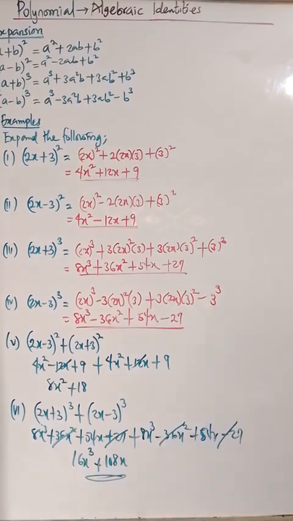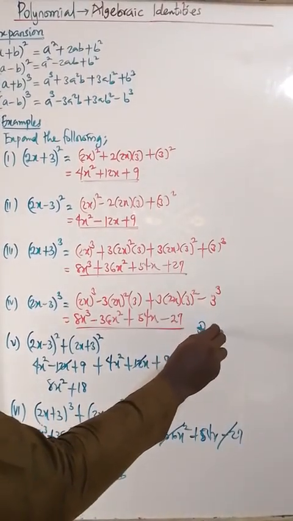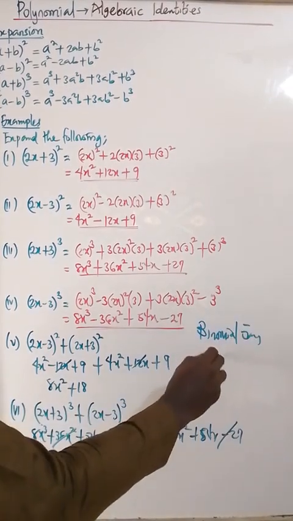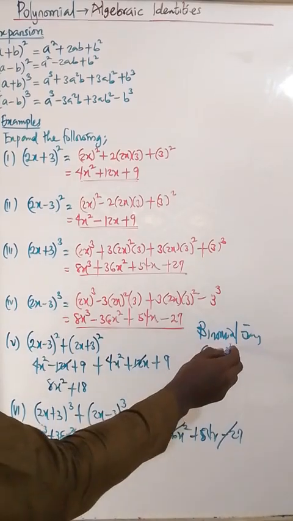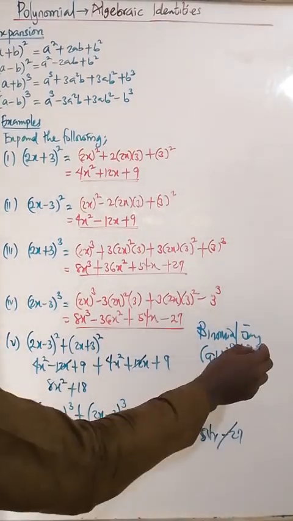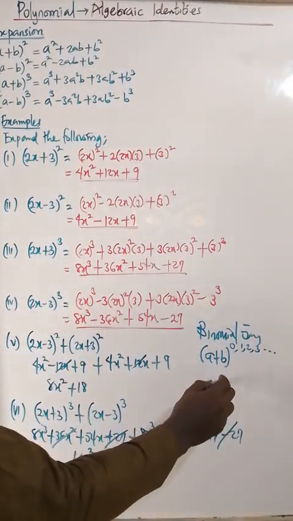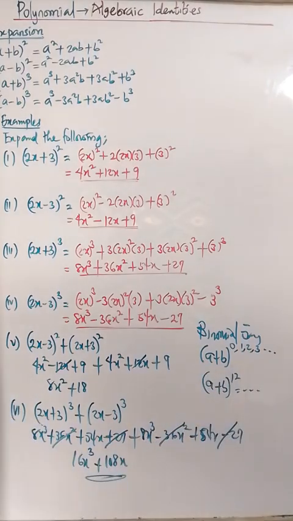Recall that what brought us here is binomial expansion. Binomial expansion of a plus b. We did power of 0, 1, 2, and 3. But as the power increases, expanding formula becomes useless. What if you have a plus b raised to power 12? What are you going to do in this case? So that will lead us to binomial theorem.